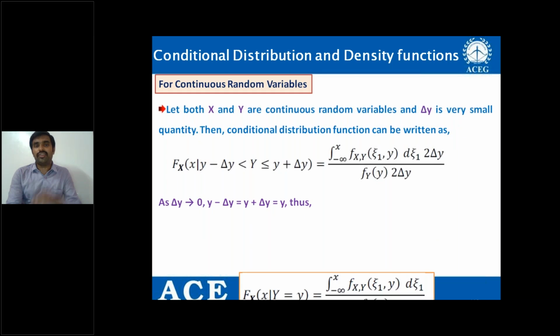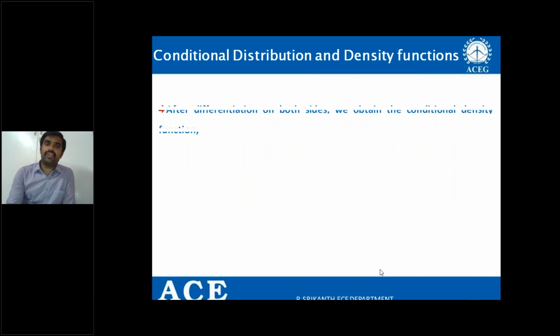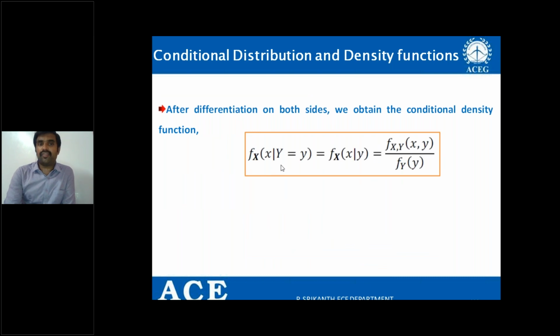And coming to the continuous random variable case, directly you can write that the conditional distribution function equals integral from minus infinity to x of fx,y of eta 1 comma y d eta 1 by fy of y. The density function is small fx of x given y, shortcut fx of x given y, equal to fx,y of x comma y by fy of y. Four relations must be remembered: conditional distribution and density functions for the discrete random variable case and the continuous random variable case.